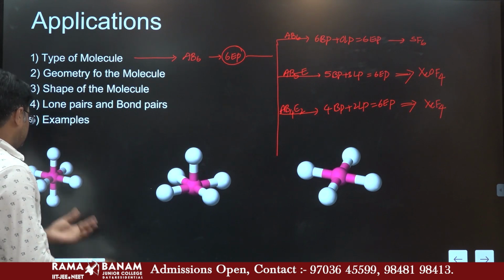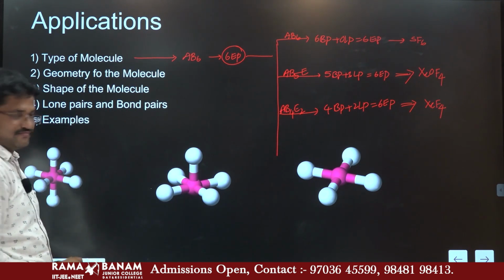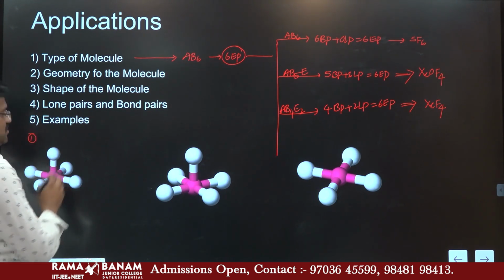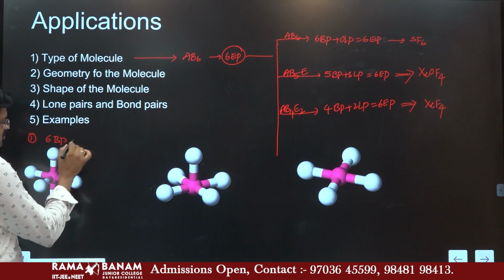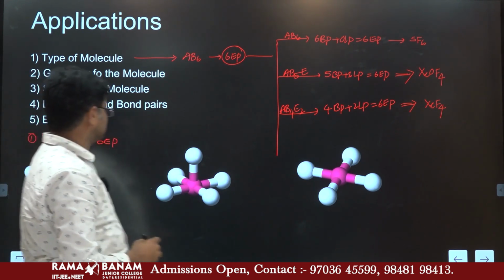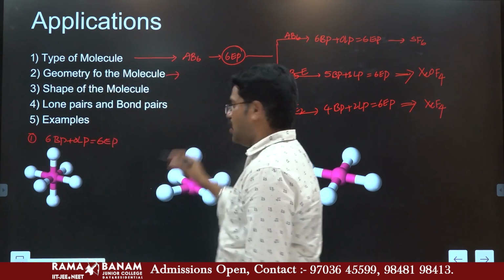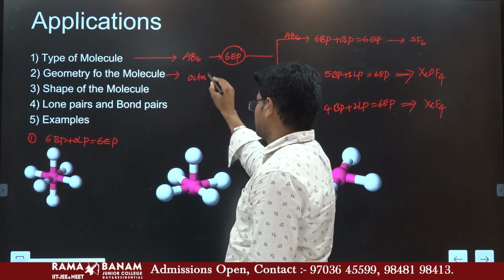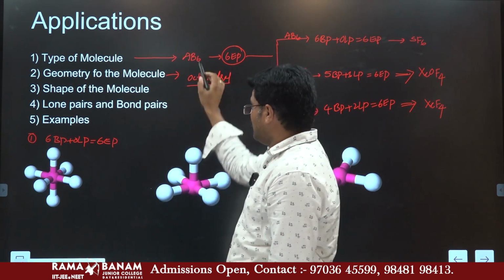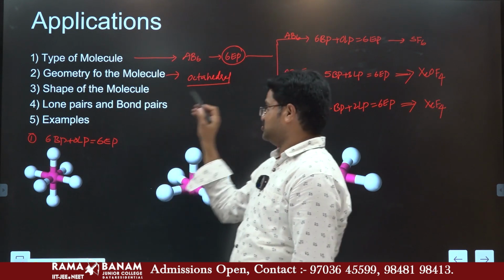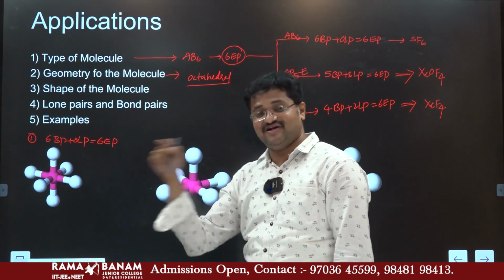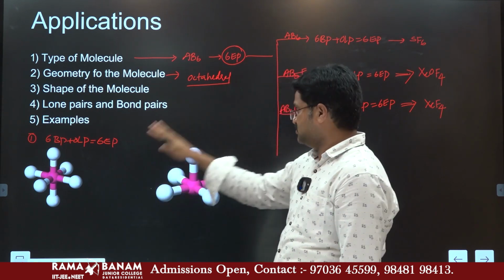So coming to the AB6 type, case number 1, here 6 bond pairs plus 0 lone pairs, the total is 6 electron pairs. The geometry of the molecule is octahedral. Octahedral, but here there are only 6 bond pairs. Generally oct means 8, but here bonds are 6. What is the relation between these two?